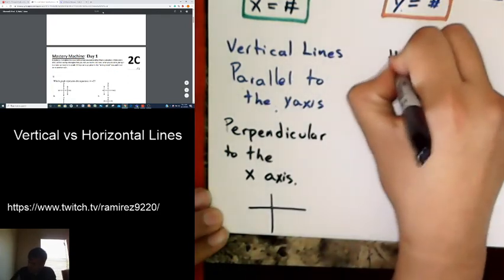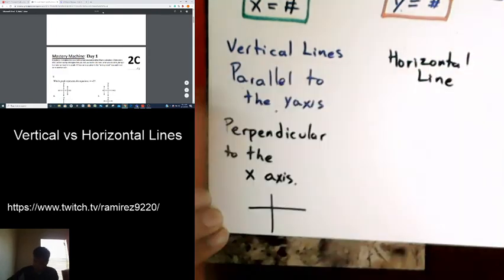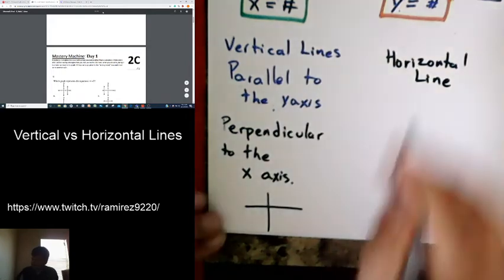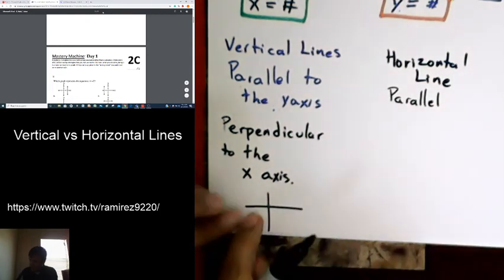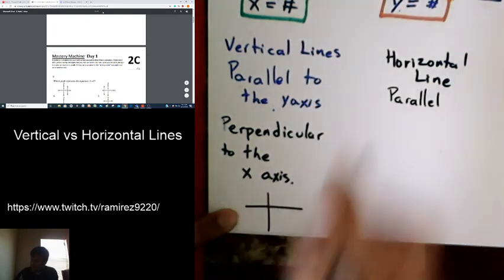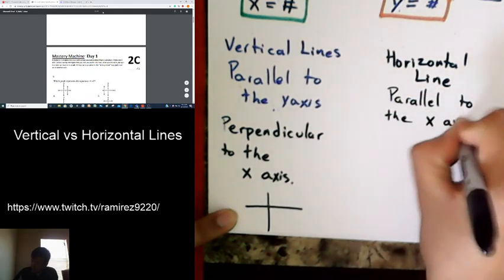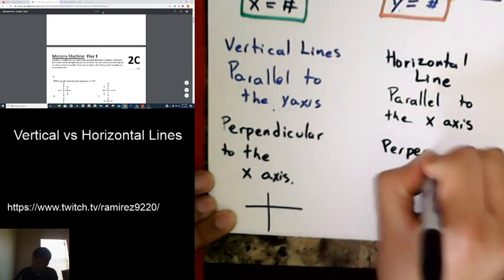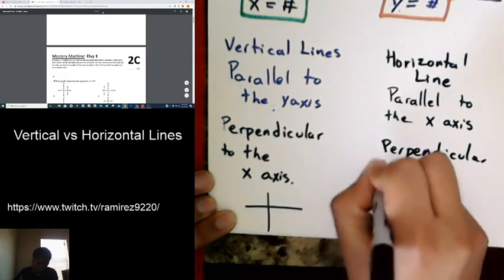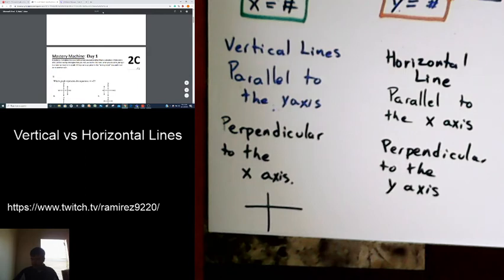If I have a horizontal line, technically speaking, a horizontal line is parallel. Think about it. It's parallel to the x-axis, but it happens to be perpendicular to the y-axis. Again, very important that you keep that in mind.